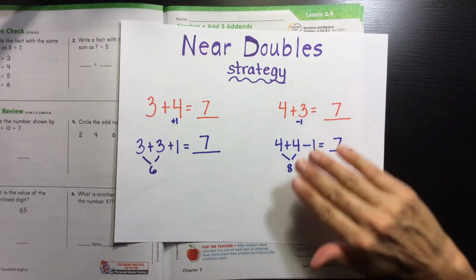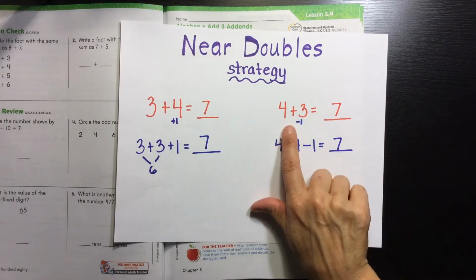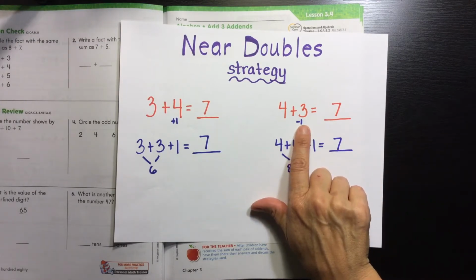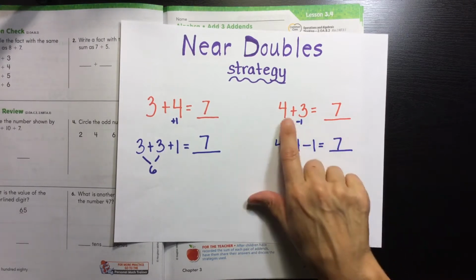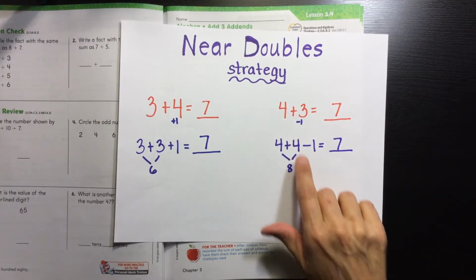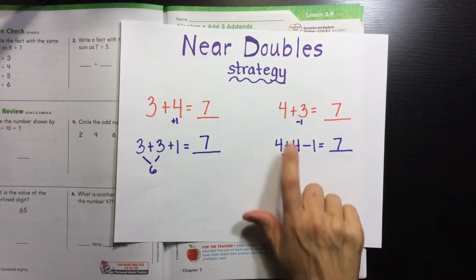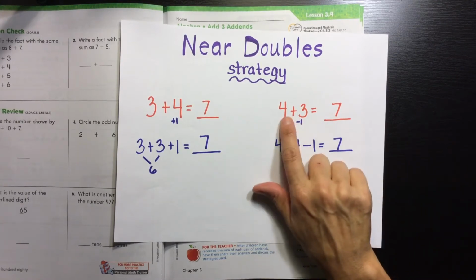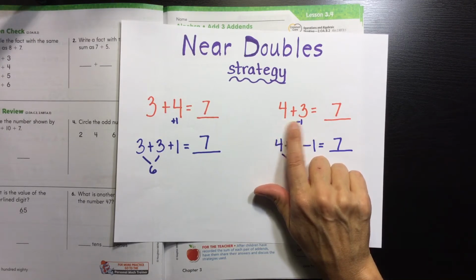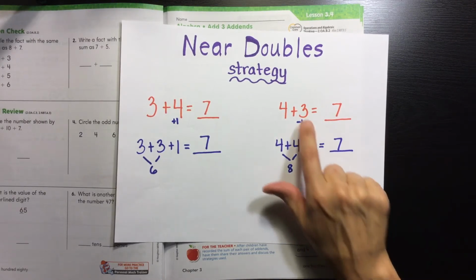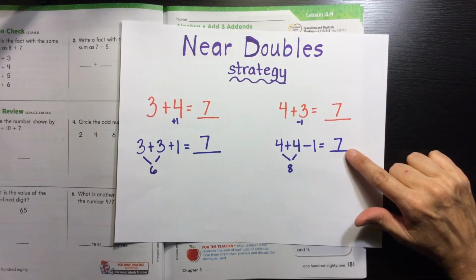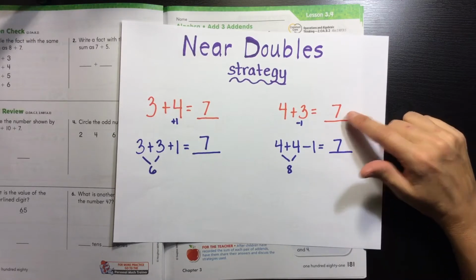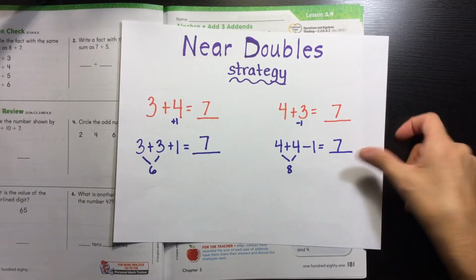We also have doubles minus 1. If we decide to double the larger addend, such as 4 plus 3, we know that 4 plus 4 equals 8, but we know that 3 is 1 less than 4. So this would be the same as saying 4 plus 4 and then minus 1 because 3 is 1 less, which would be 7. So therefore 4 plus 3 would also be 7.